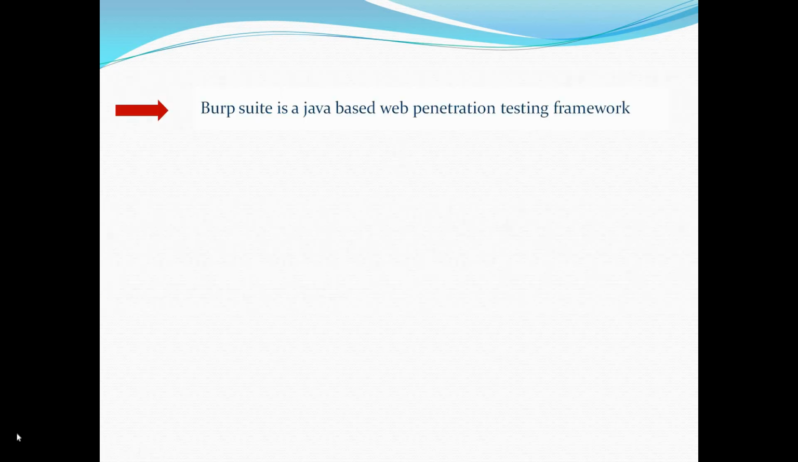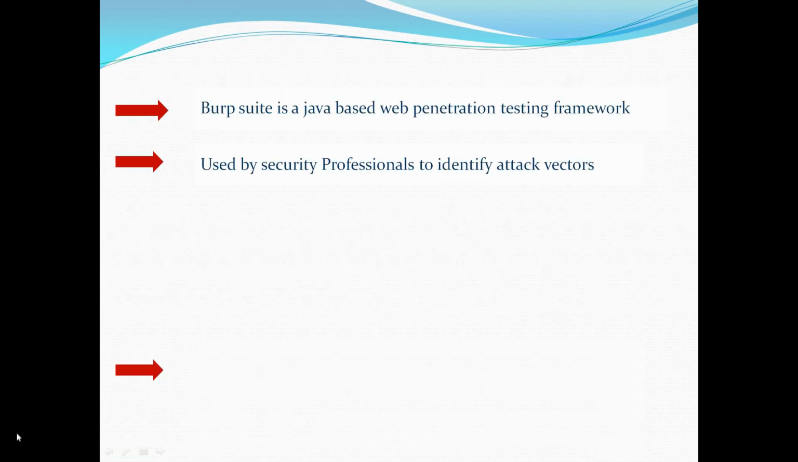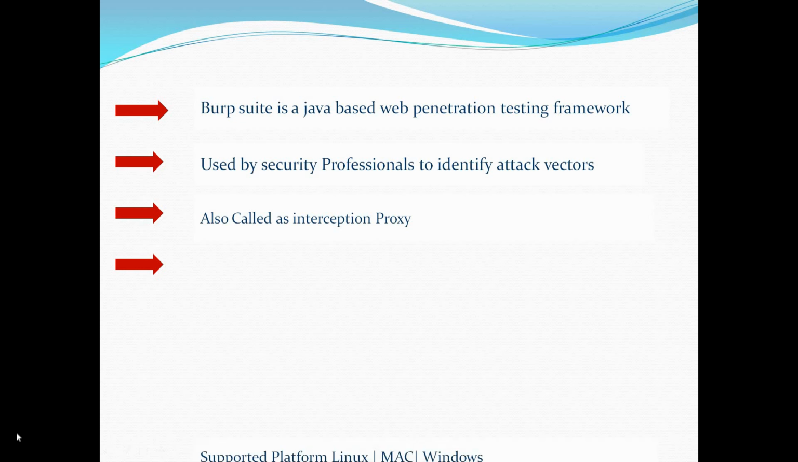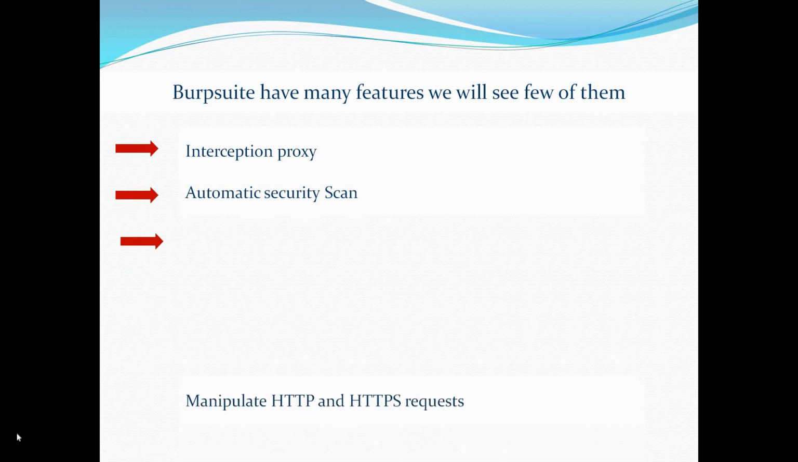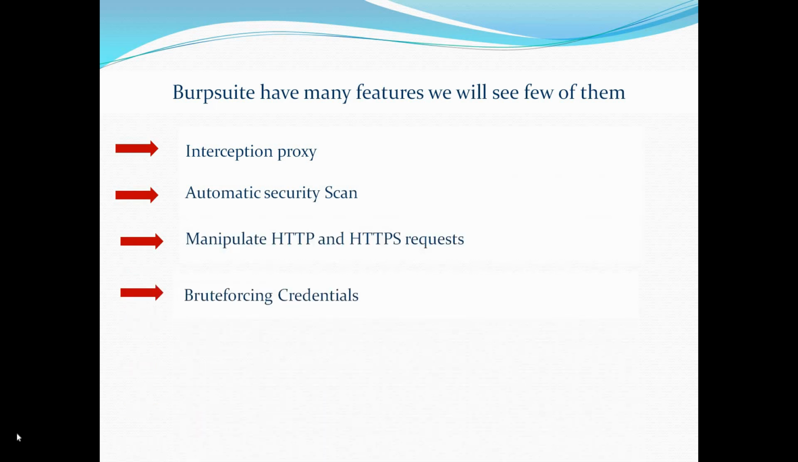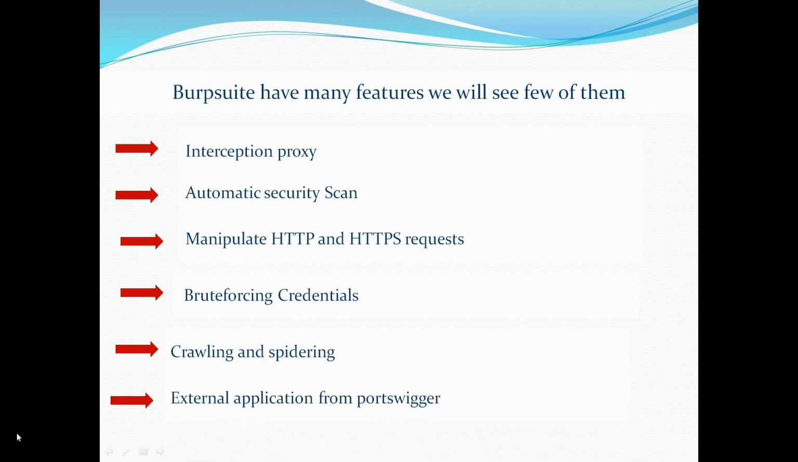Burpsuite is a Java-based penetration testing framework used by security professionals to identify attack vectors, also called an interception proxy, and it supports platforms like Linux, Mac, and Windows. So guys, Burpsuite has many features. We will see a few of them: interception proxy, automatic security scan, manipulating HTTP and HTTPS requests, brute forcing credentials, crawling and spidering external applications, and many things. So this is about Burpsuite.